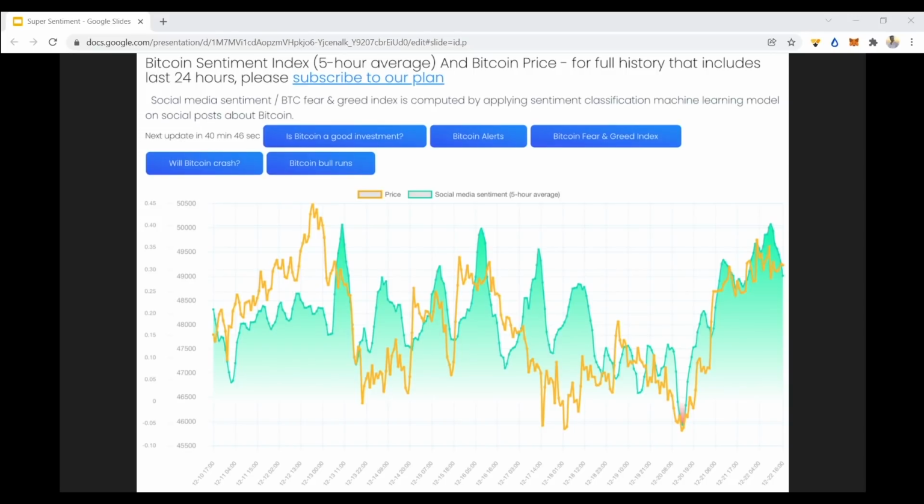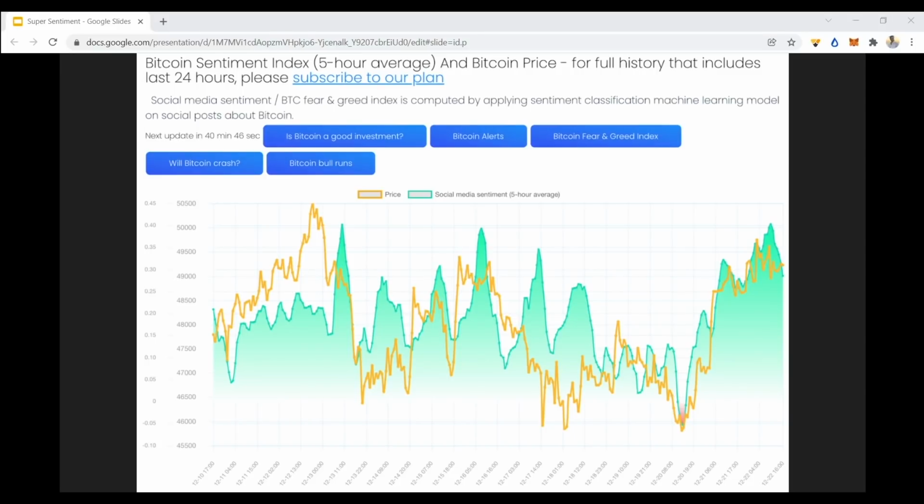A great example of what had happened: look at December 13th. On December 13th, we actually had a spike in social media sentiment, which basically is saying that a lot of people were becoming a little bit bullish when Bitcoin was about 49,000. And then you can see price just shot down. And right when price shot down, social media sentiment tanked as well because it made people bearish.